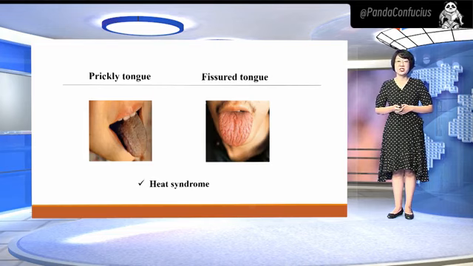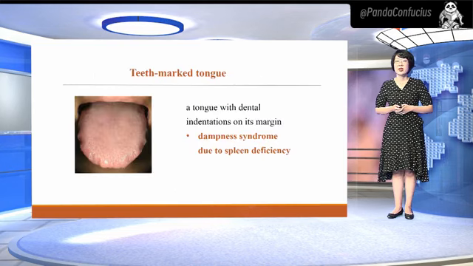Prickly tongue and fissured tongue. They look like dry ground, so they indicate heat syndrome. The last one is teeth-marked tongue. It's a tongue with dental indentation on its margin, and we can see it's a little larger. It means dampness syndrome due to spleen deficiency.